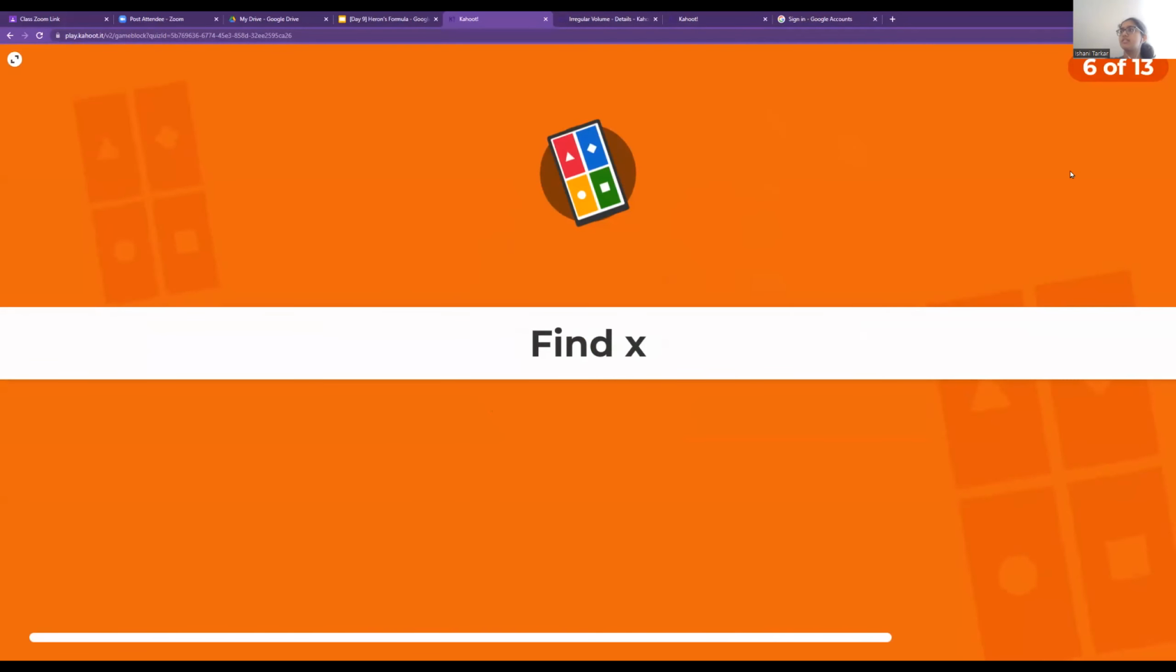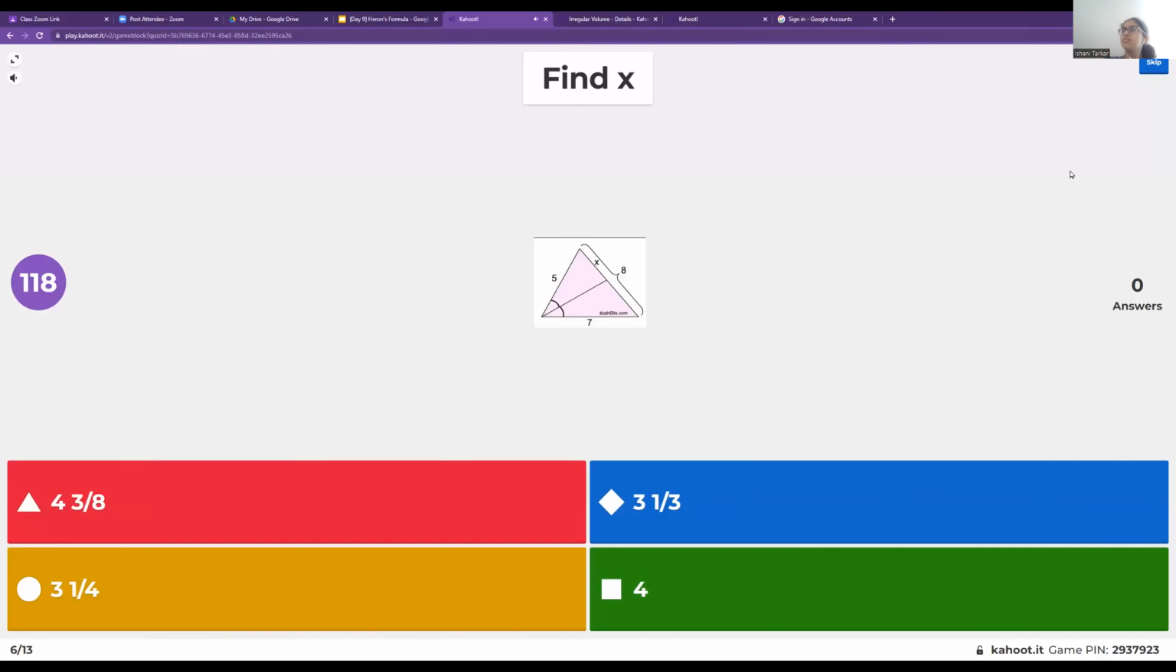Okay, find x. So remember, this is one of those problems where you'd need to use like 8 minus x for one of the lengths. So yeah. And I'll draw it bigger in case anybody needs it to be bigger.